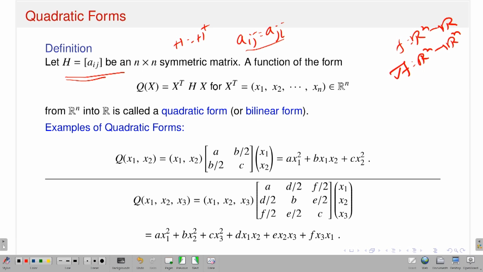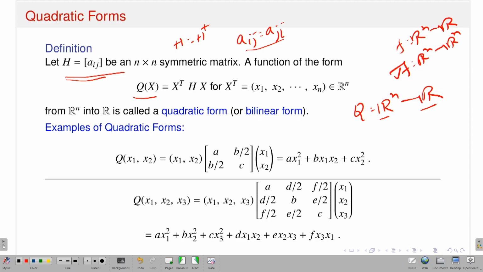So if I start with a symmetric matrix, n cross n, a function q is a map from where to where? Capital X is an element in Rn, right? So that means q is a map from Rn to R. So given a symmetric matrix, I am associating a map q, which I am calling a quadratic form, which is a map from Rn to R.